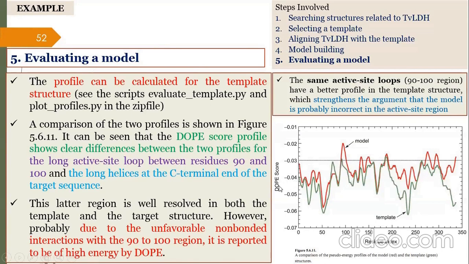So और DOPE score जो है ये पहले हम discuss कर चुके हैं, the lower the better. तो DOPE score जितना कम होगा उतना better है. तो यहाँ पे अगर देखें तो हमारे जो green वो है, this is the template. So इसकी overall energy जो है ये DOPE score जो है इसका कम है, ठीक है. तो यहाँ पे DOPE score ये ज़्यादा आ रहा है यहाँ पे, ठीक है. So this model is not a good model, which strengthens the argument that the model is probably incorrect in the active site region. So active site region में ये मॉडल जो है वो अच्छा मॉडल नहीं है.